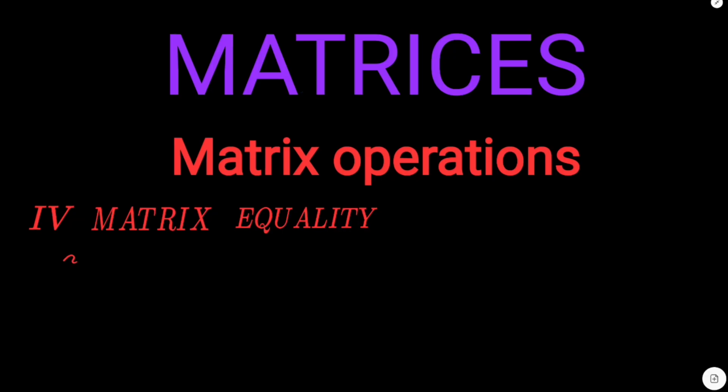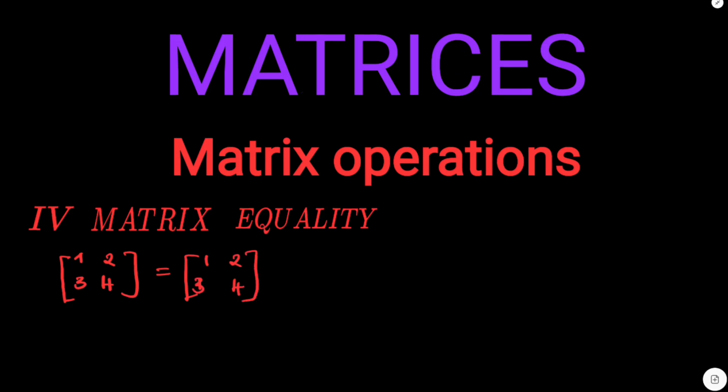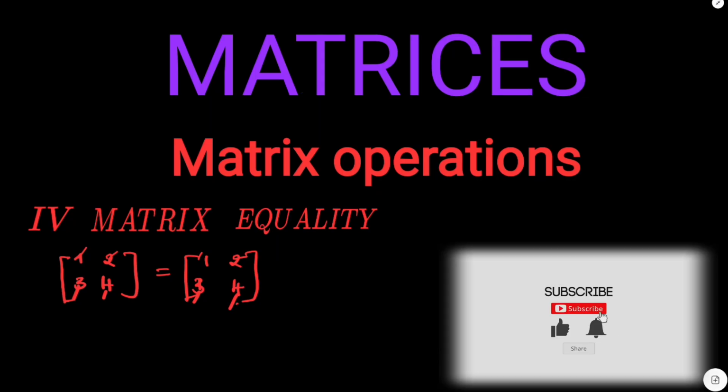So let's take an example. Let's have a matrix 1, 2, 3, and 4. So these two matrices are the same because their corresponding entries are the same. Here 1 and 1 the same, 2 and 2 the same, 3 and 3 the same, 4 and 4 the same.